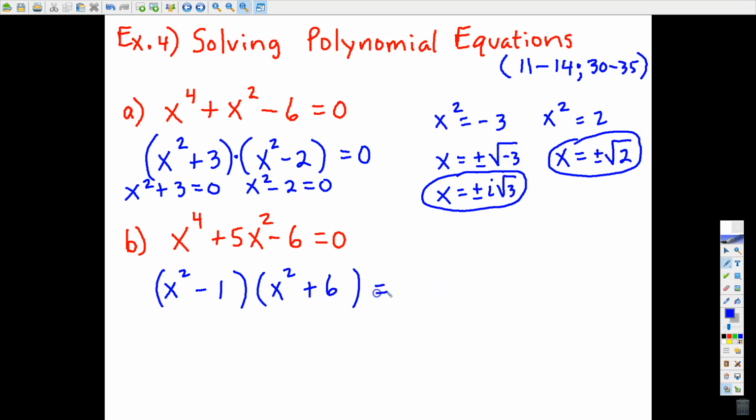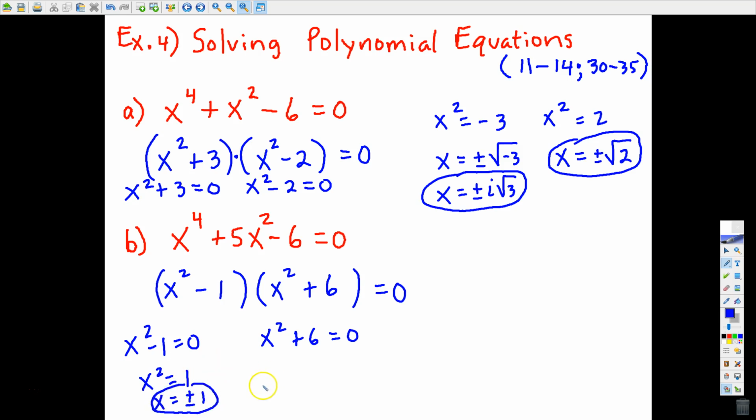Okay, and now that's the factored form of this equation. Now take each factor separately, make each factor equal 0, and solve for x in each case. Over here we're going to get x squared equals 1. X is plus minus the square root of 1, which is 1. So two of my solutions will be plus minus 1.